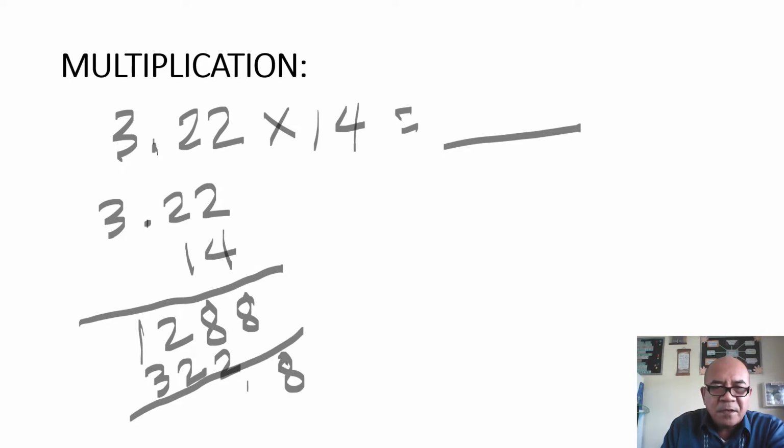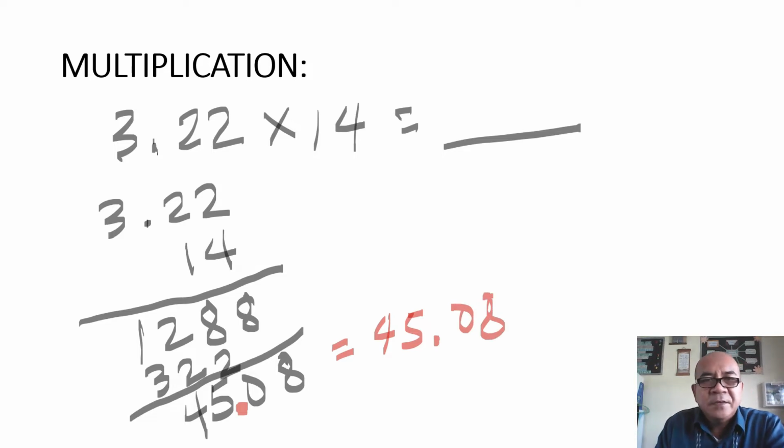8. So, 8 plus 2 is 10. Carry 1. 2 plus 2 is 4. That's 5. And 4. Now, dalawa ang decimal places. Kaya mabibilang tayo mula dito. 1, 2. Yan. So, your final answer is 45.08. Yan. So, kung dalawang beses dito, dalawang places, ganun din dito sa ating answer.